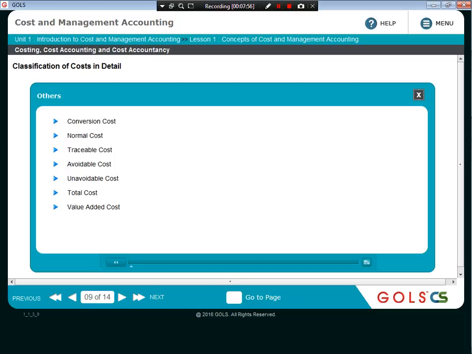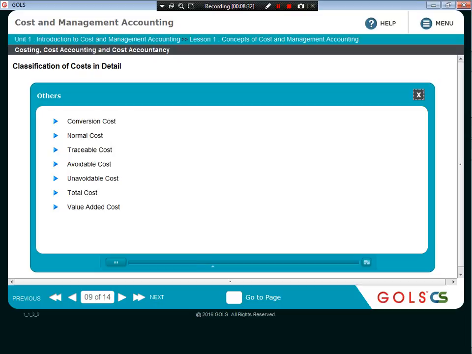The other costs which can be mentioned are a combination of different bases on the basis of which we can see these costs. A conversion cost: the cost incurred for converting a raw material into a finished product, or from one activity to another activity, is called a conversion cost. A normal cost: the cost which has to be incurred normally for your day-to-day activity, for your production, etc.